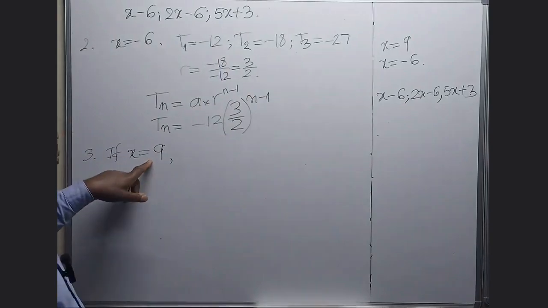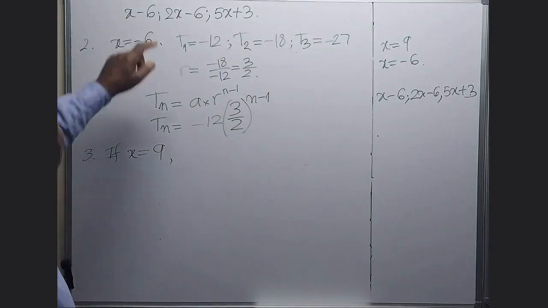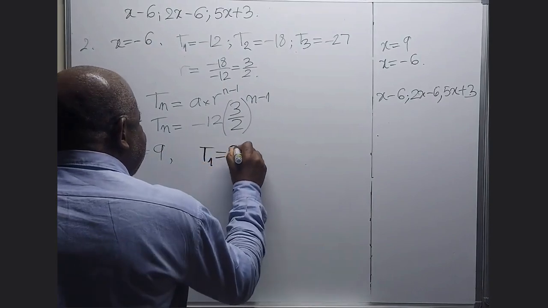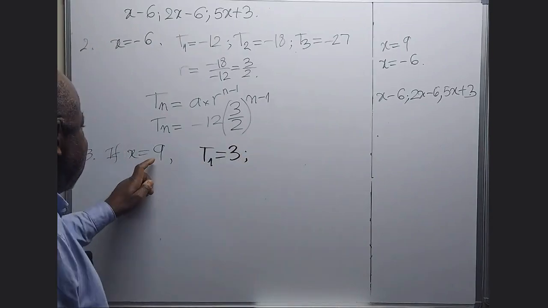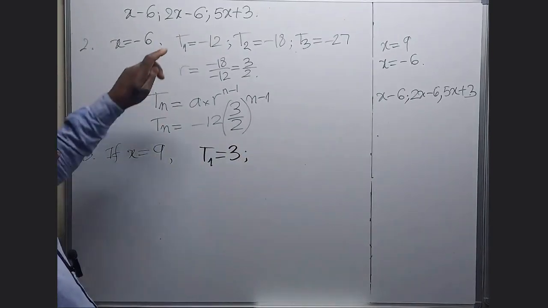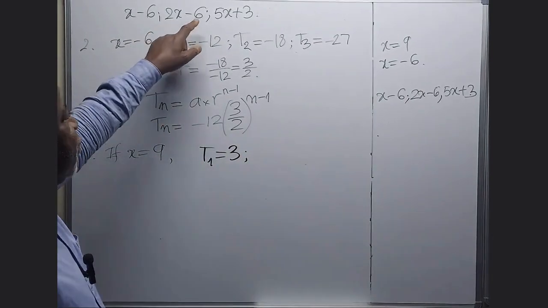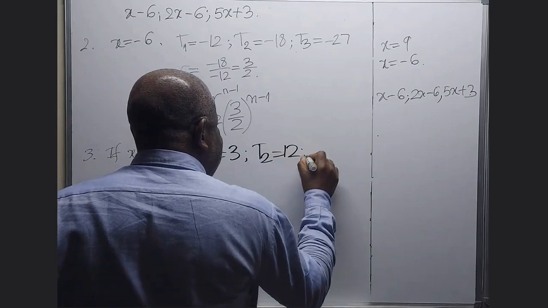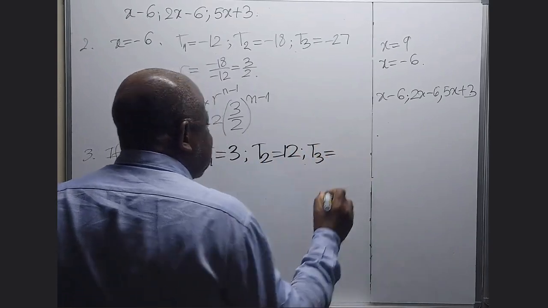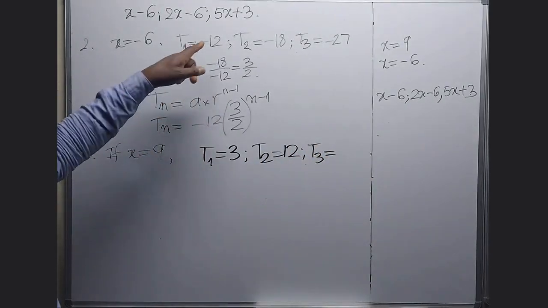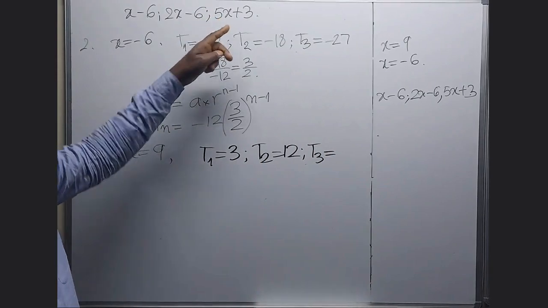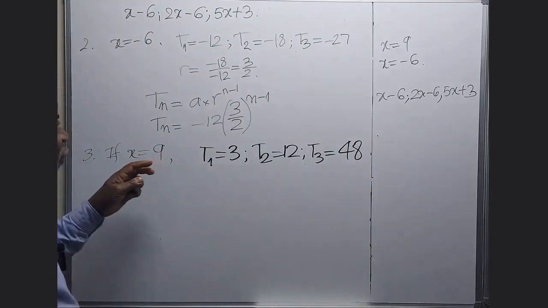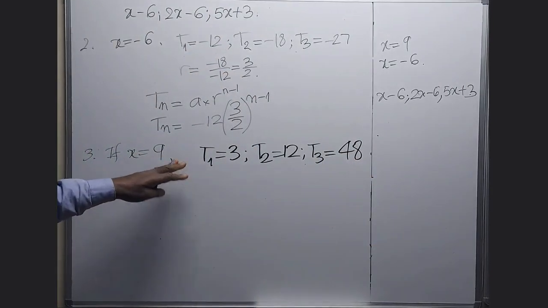So if x is equal to 9, 9 minus 6, we will get the first term will be 3. For x is equal to 9, 9 times 2, 18 minus 6, you're going to get 12. This will be the second term. And term number 3 will be 9 times 5, 45 plus 3, we're getting 48. These are the first three terms.